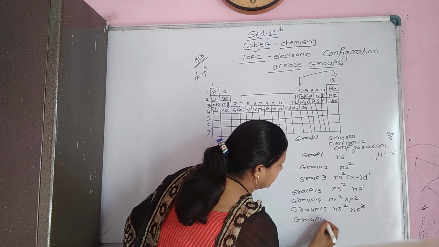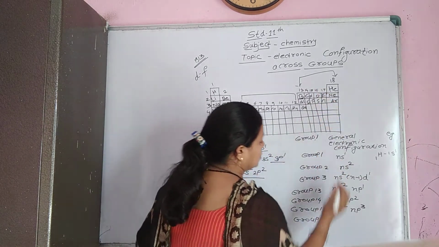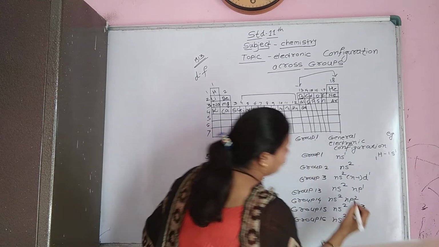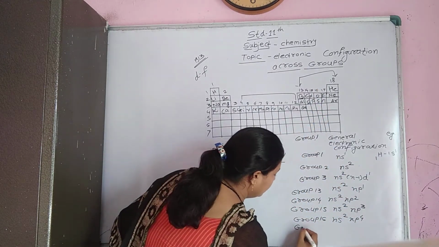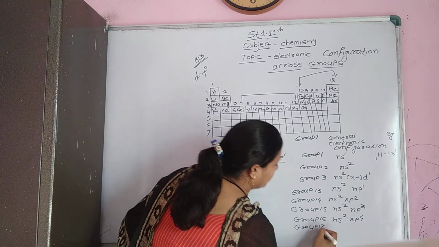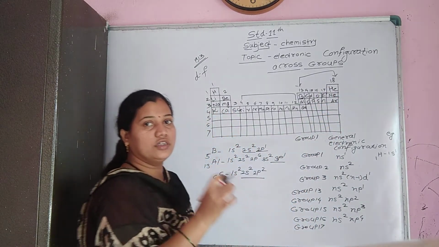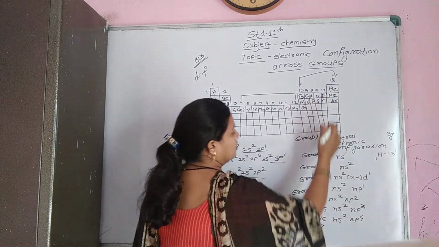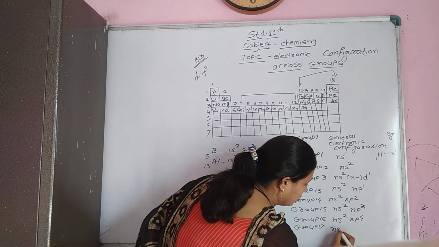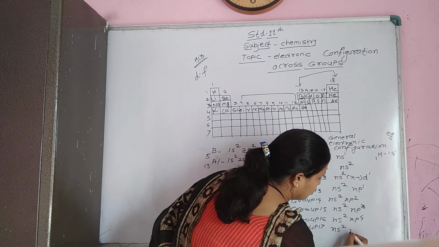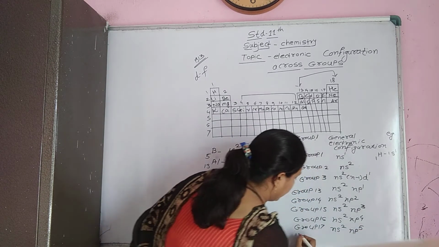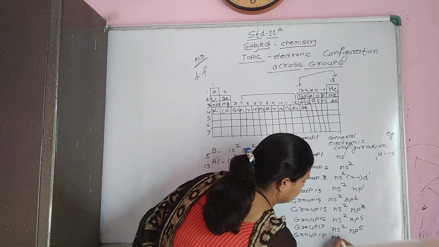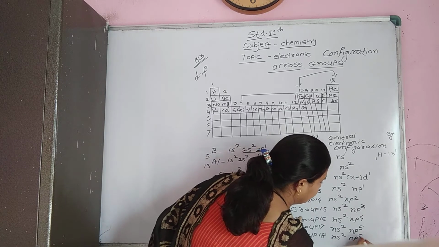Group number 16 contains oxygen, so its general electronic configuration is ns2 np4. Next is group number 17, called the halogen family because it contains all the halogens. The first element is fluorine, and its general electronic configuration is ns2 np5. Next and last is group number 18, having general electronic configuration ns2 np6.